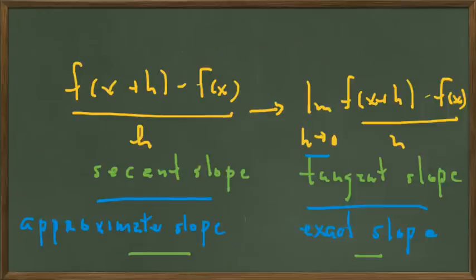So we're going to note that the tangent slope is a 0 over 0 slope, and that's why we spent so much time talking about 0 over 0 slopes in the previous chapter, because the slope of a curve is a 0 over 0 slope. So let's summarize what we have in words now.